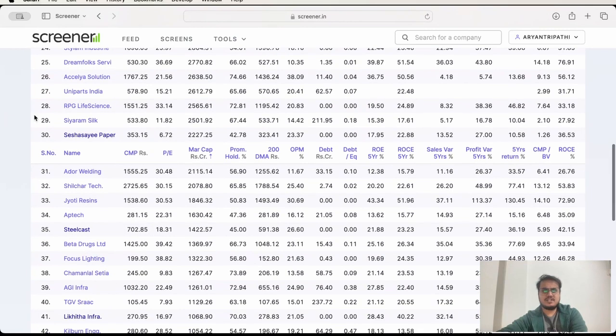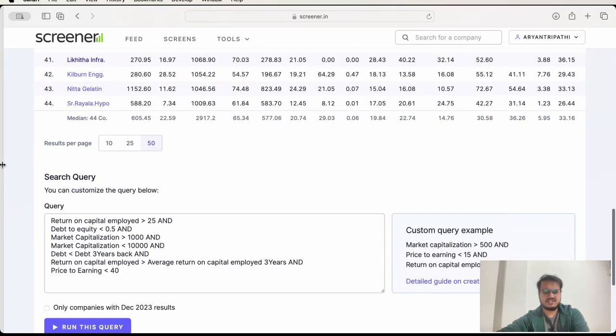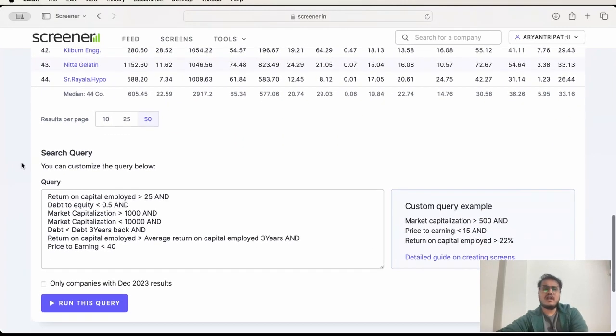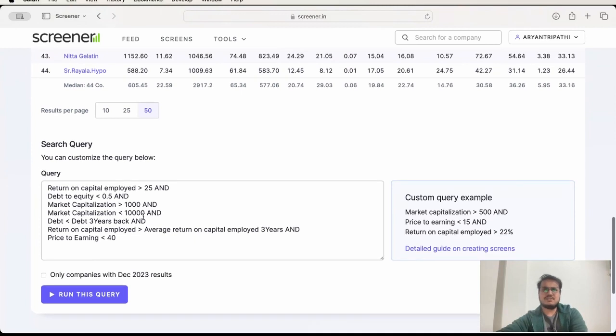Then what came? Uniparts, I was always bullish. I want to read about it. So there's a lot of things actually. We cannot just go through everyone. But the reason why I am saying this is something which you should read. Okay, this is how we should filter.